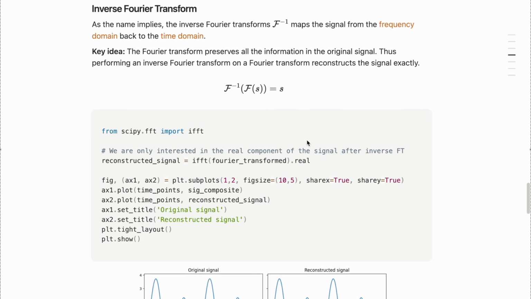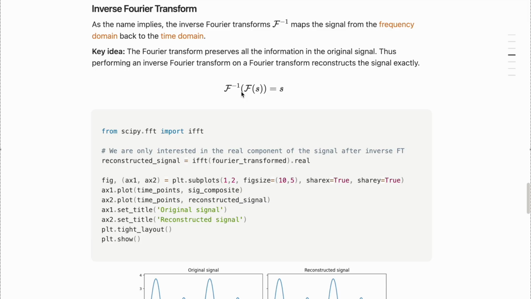As the name implies, the inverse Fourier transform maps the signal back from the frequency domain to the original time domain. And the key idea is that the Fourier transform preserves all of the information in the original signal. So if we start with a signal S and take its Fourier, and then take the inverse Fourier of that, we end up back with the original signal exactly without any loss. And this is a really key idea.